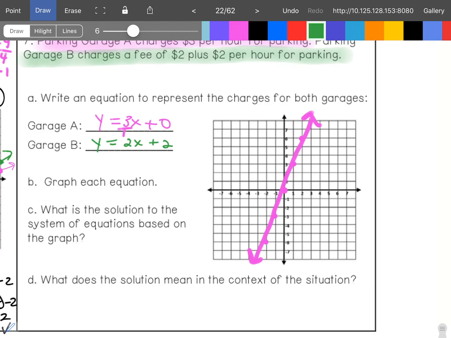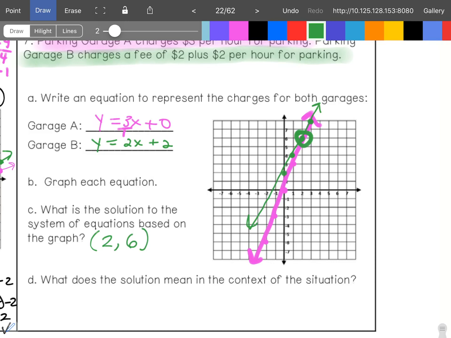Okay, the next one, we start at positive 2. And then we go up 2, right 1. Up 2, right 1, which you can see it's crossing. My lines are a little off, but you should be able to see that it's crossing right there. Sorry about that. So what ordered pair would that be? What is the solution to the system based on the graph? 2, 6.